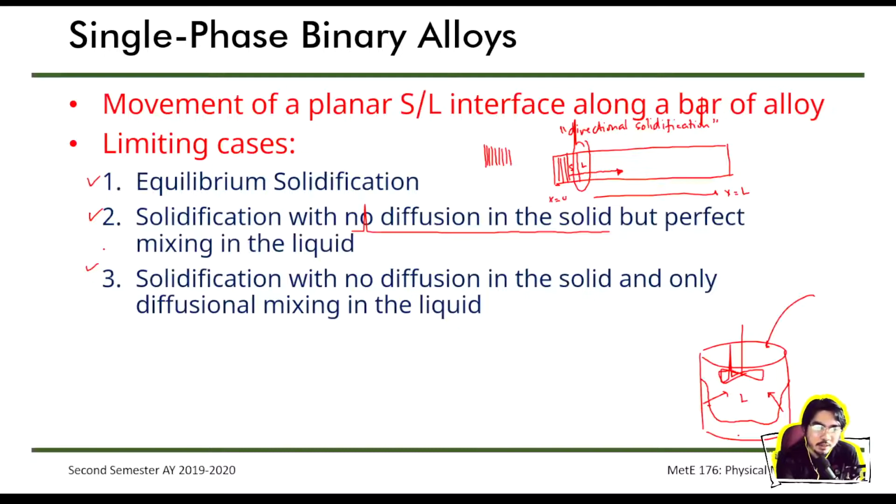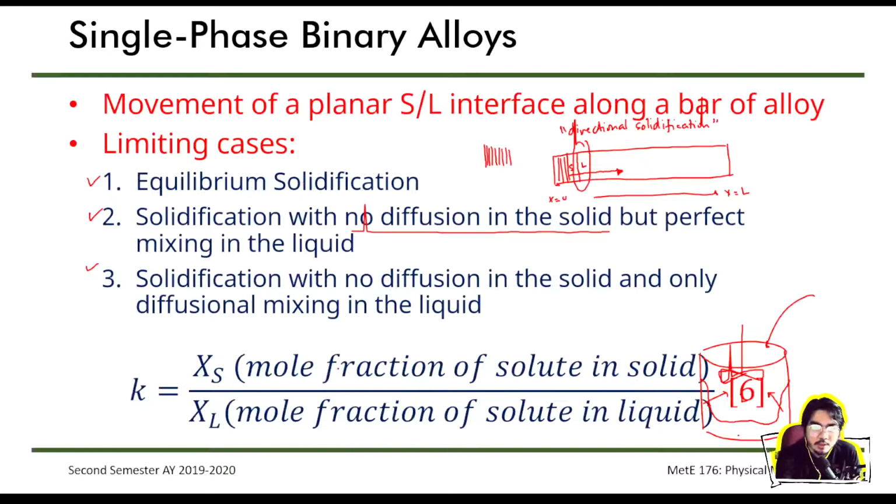And the last scenario is the quote-unquote worst case scenario, wherein there is no diffusion in the solid and only diffusional mixing in the liquid. So it's not perfect mixing. Therefore, the only way that the liquid can distribute its solute is through the diffusion mechanism, and diffusion does not occur instantaneously. Because it is only diffusional mixing, it means the liquid is not necessarily homogeneous all throughout. Okay? So let's try to track what happens in that case.